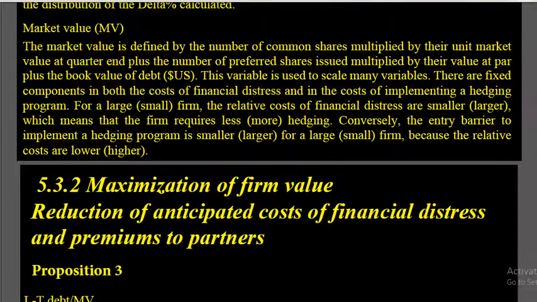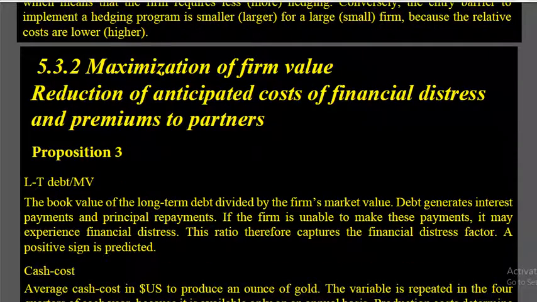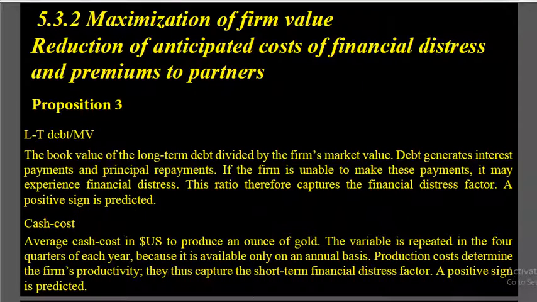Okay, so now, to complement this market value, we say that firm size is a control variable that can be an indirect measure of the financing costs, and this variable can also measure the firm's ability to access different risk management methods. Good. In the maximization of the firm, reduction of anticipated costs of financial distress and premium to partners, we also have proposition 3. Let's go to proposition 3.